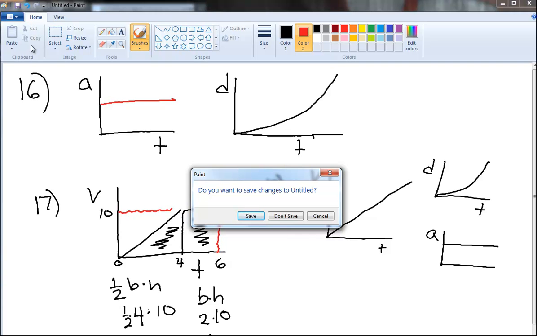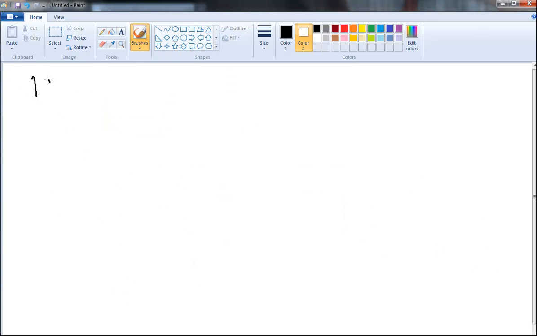Alright, so number 19, 20, 21. We have a graph. We have 2 cars, A and B. Question 19, what is the acceleration of car A during the interval between t0 and t60? So what is the acceleration of the car from 0 seconds to 60 seconds?